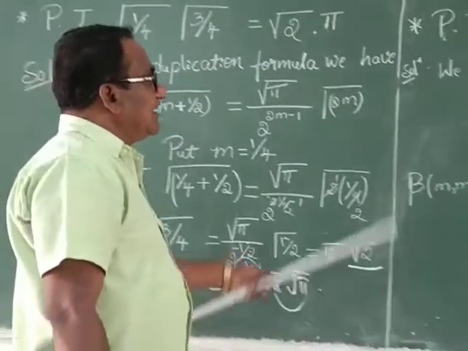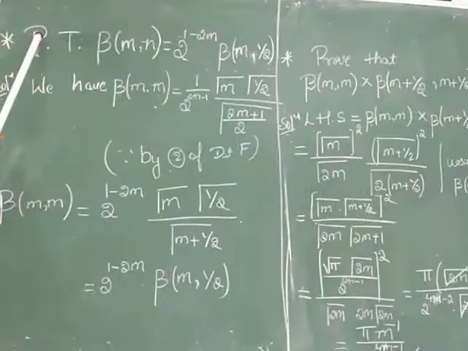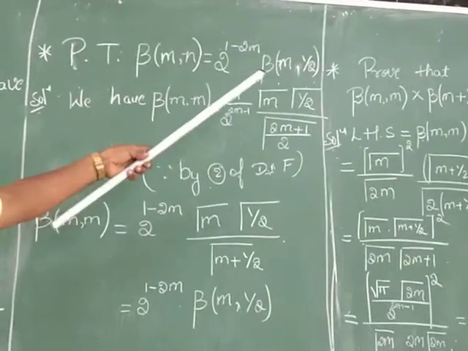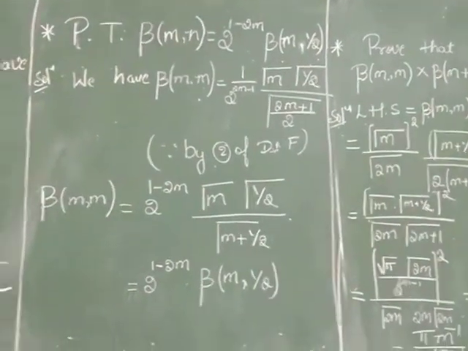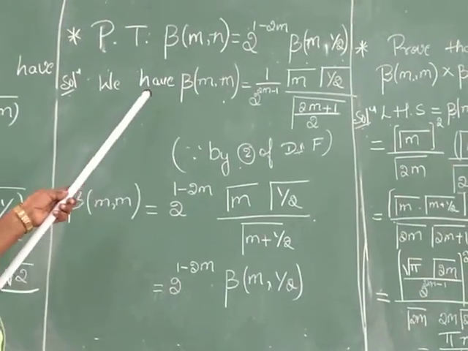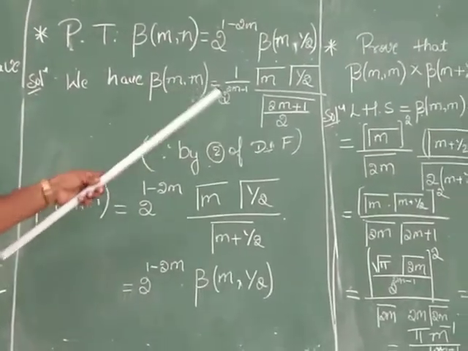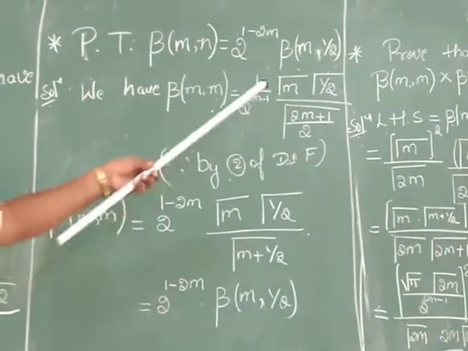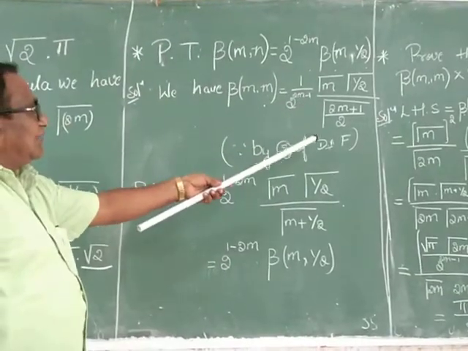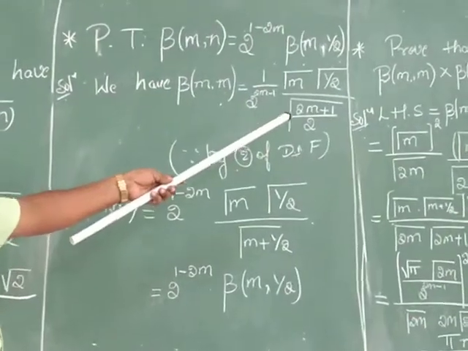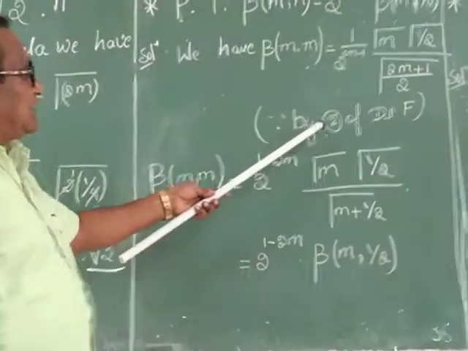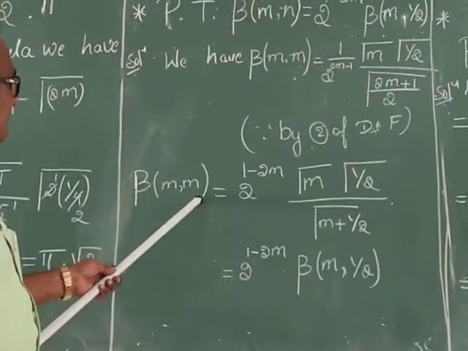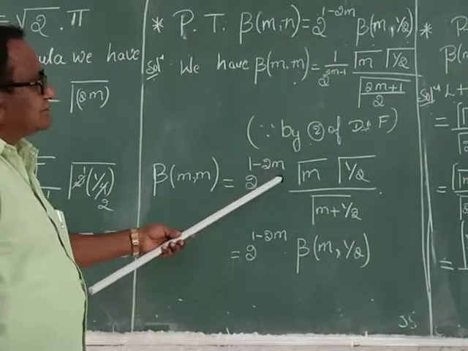Okay. Similarly, we can have one more example here. Prove that beta(m, m) is equal to 2 to the power 1 minus 2m into beta(m, 1/2). In order to prove this result, we have beta(m, m) is equal to 1 over 2 to the power 2m minus 1 into gamma m into gamma half divided by gamma of m plus 1/2. This is clearly by the duplication formula.